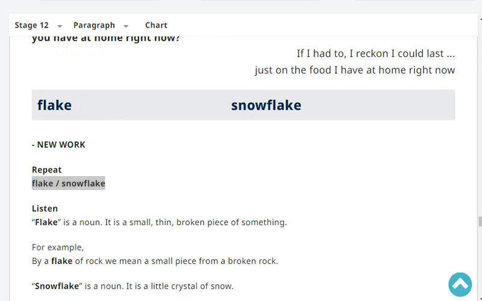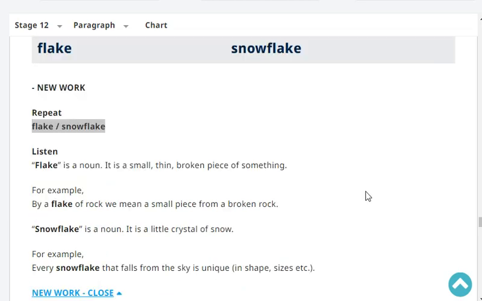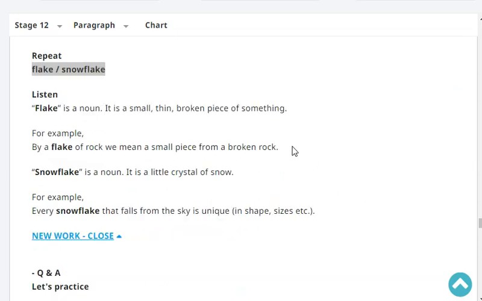Let's repeat. Flake. Snowflake. Very good. Okay, flake is a noun. It is a small, thin, broken piece of something. For example, by a flake of rock, we mean a small piece from a broken rock.